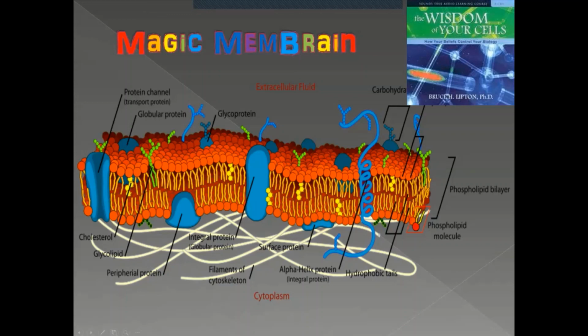A lot of this comes from this guy, Bruce Lipton, who is possibly one of the happiest men alive. He's 70s or 80 now. I'll talk more about him when we get to DNA, but he calls this the magic membrane. He calls it the brain of your cell. It is the most underrated part of your cell. Without your cell membrane, you don't have a cell.